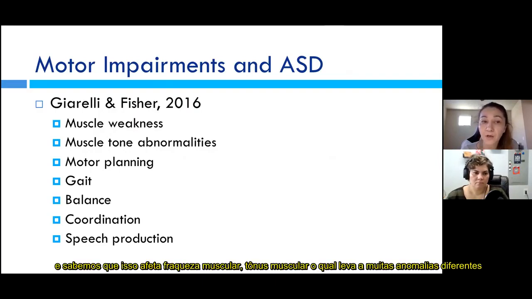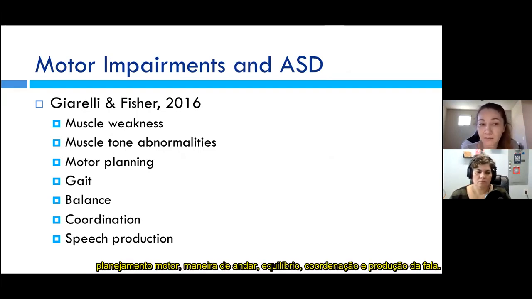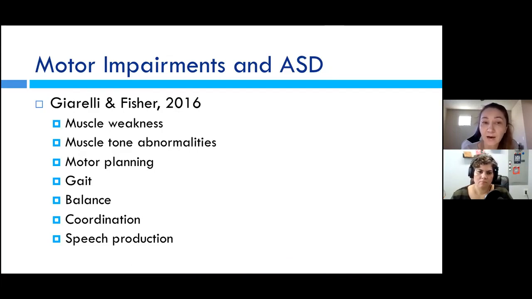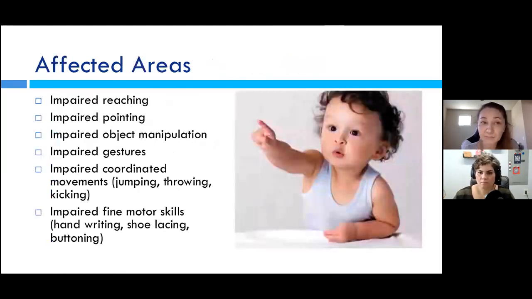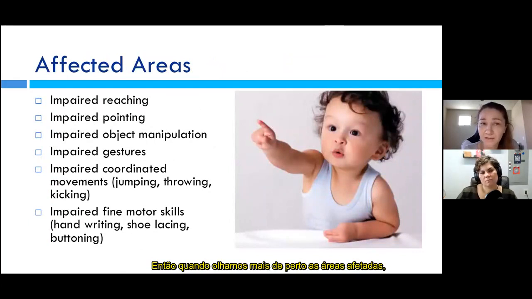And we know that motor impairments affect muscle weakness and muscle tone, which leads to many different abnormalities: motor planning, gait, balance, coordination, and speech production. So as we know, all those impairments, as we see in that slide, are very closely connected to symptoms of ASD.